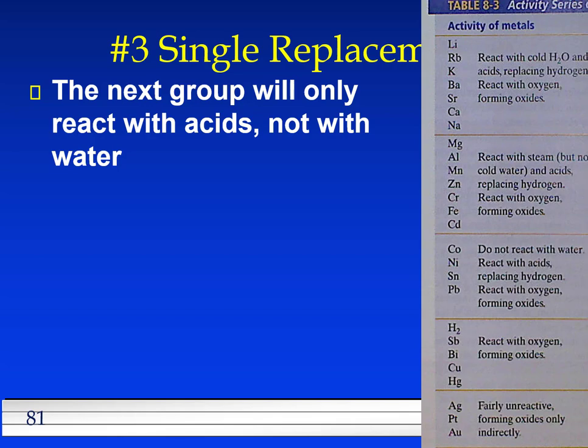The next group will work with acids, but not with water. Acids are easy to knock hydrogen off of because an acid by definition is something that gives off hydrogen ions. That's its definition. So if it's going to give off those ions, it's going to be easier to replace. Water doesn't give off hydrogen ions, so you have to take it from the hydroxide. Make sense?